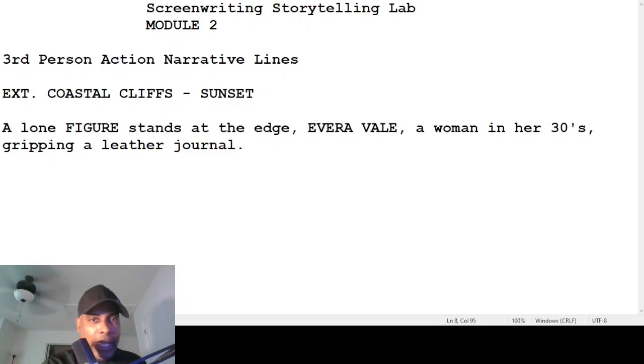So think about it. Think it through. A lone figure stands at the edge, introduced to Vera Vale, a woman in her 30s, gripping a leather journal. So that's a good example as we continue on how to write a third person action narrative line in detail, right? So we can always expand on what we've done, what we're doing as we get ready for modules in the future, which means that you're dealing with more detail.